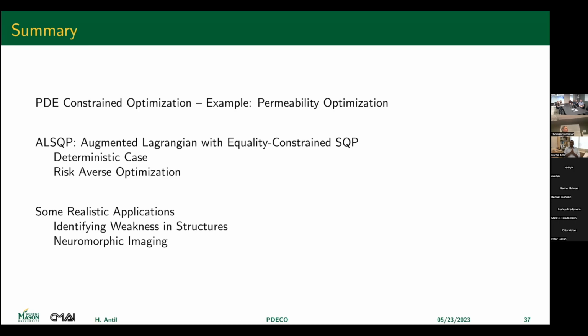Then we looked at one example in much more detail. This example related to permeability optimization. We saw that there is a lot going on in the background when it comes to PDE-constrained optimization problems. We need to have appropriate compactness to even show the existence of solutions. But we were able to do all that for this example and got some interesting results. And then we took a step back and looked at a generic optimization problem and designed an augmented Lagrangian based SQP method. Briefly discussed some extension to risk-averse optimization, which is ongoing work right now. And then came back and discussed some of those examples in structural engineering, and also introduced this notion of neuromorphic imaging. So thank you very much.